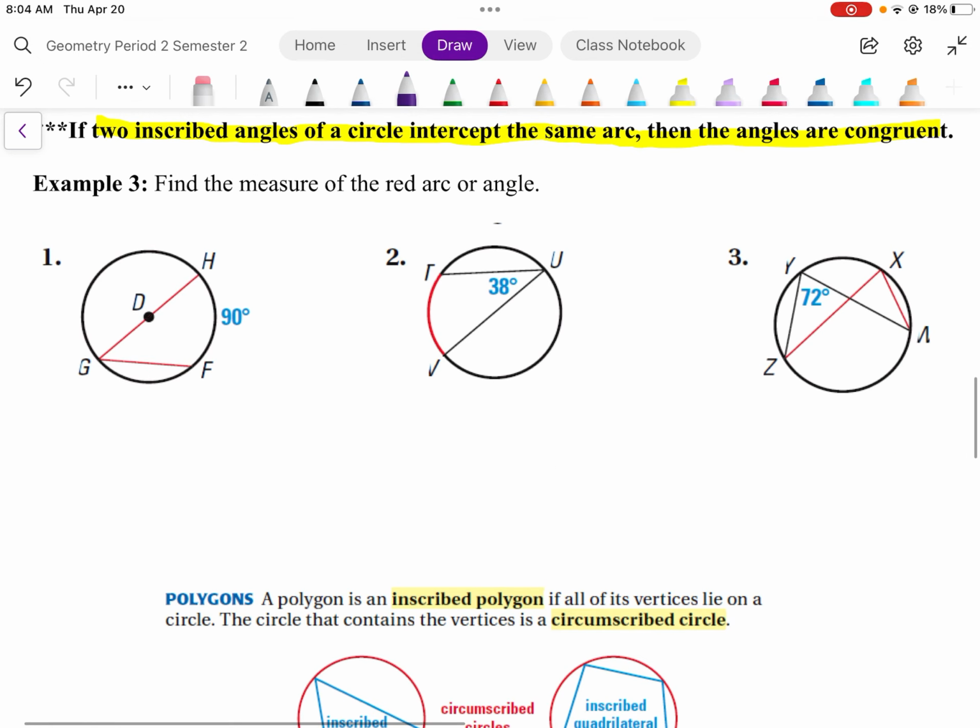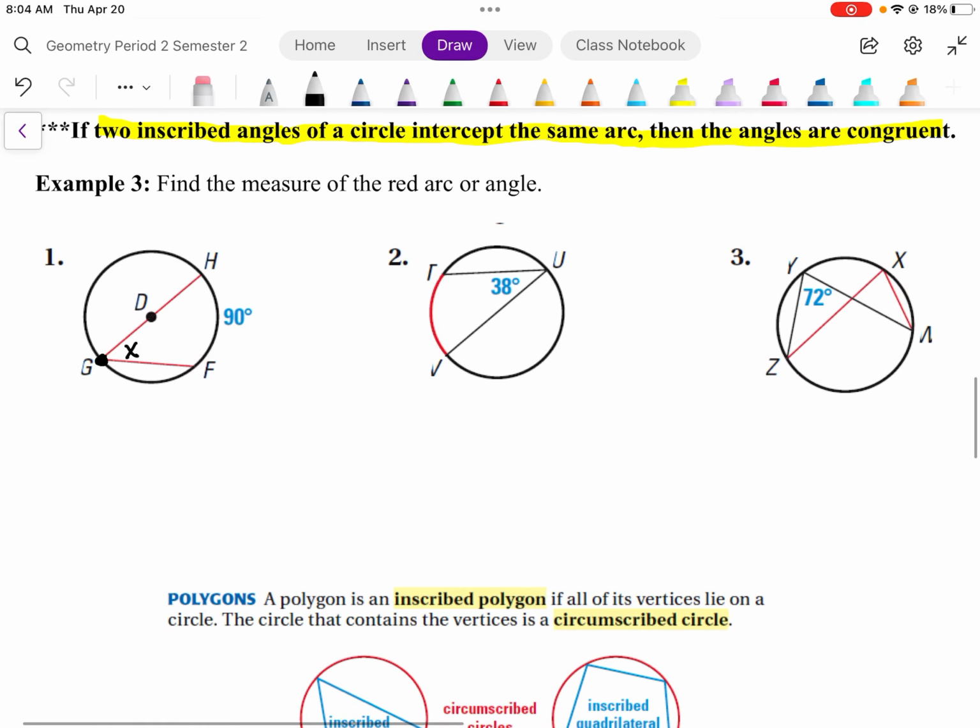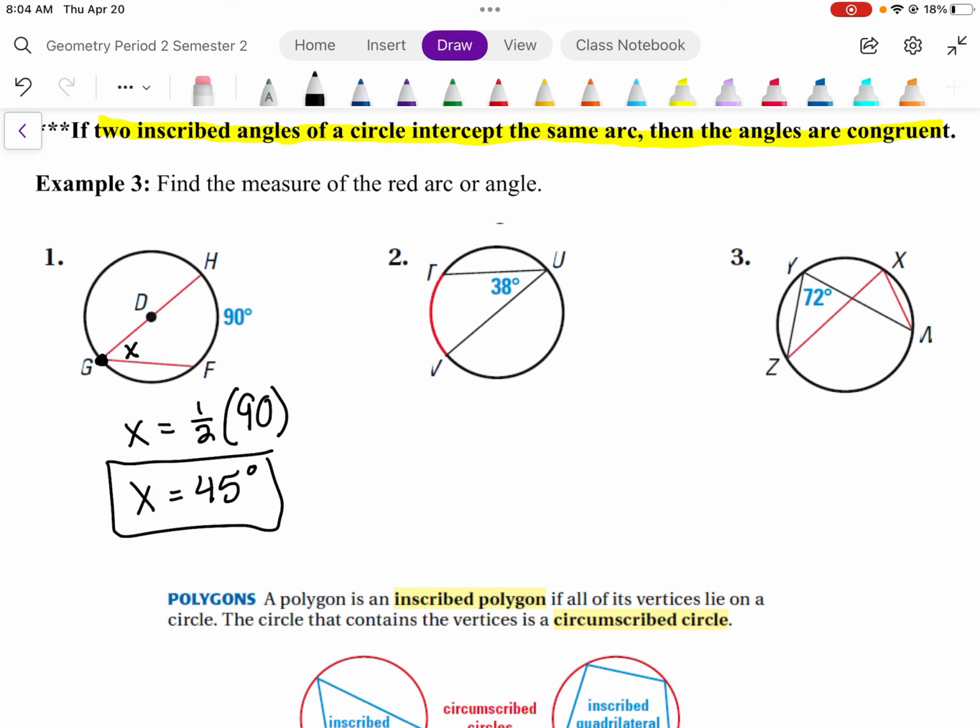So then for our next example, we're going to do some practice. In number 1, we're looking for this angle G. It's an inscribed angle because it's on the edge of the circle. So we know that that has to be equal to 1/2 of the arc it intercepts, or half of 90. So for this one, it will equal 45 degrees.